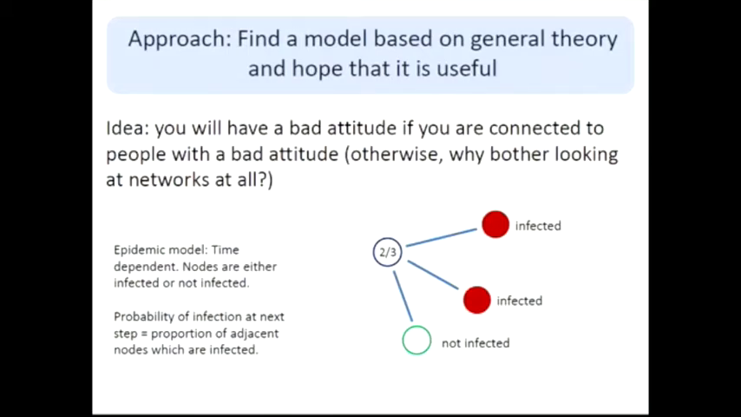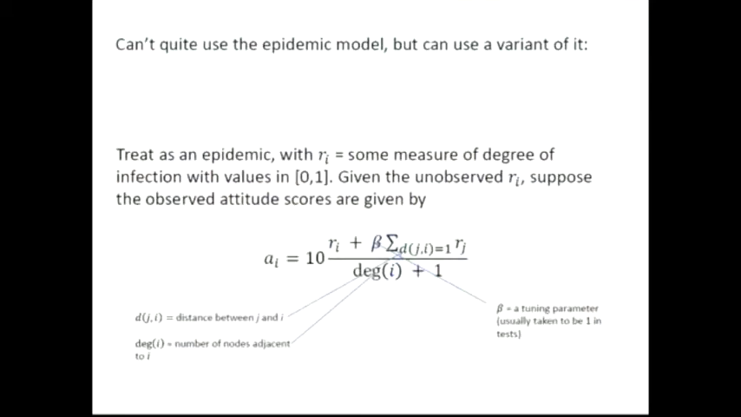The attitude scores are in the range from 0 to 10, so we could think of them as normalized on the interval from 0 to 1. Maybe we could use a model like this to try and find out what the missing attitude scores should be. You can't directly use this model because it doesn't make sense in the context of the problem, but I just used it as inspiration. I thought maybe if we knew the probabilities of everyone being infected, we could think of our attitude scores as coming from that when it was advanced by one time step into the future. That was the idea behind this.